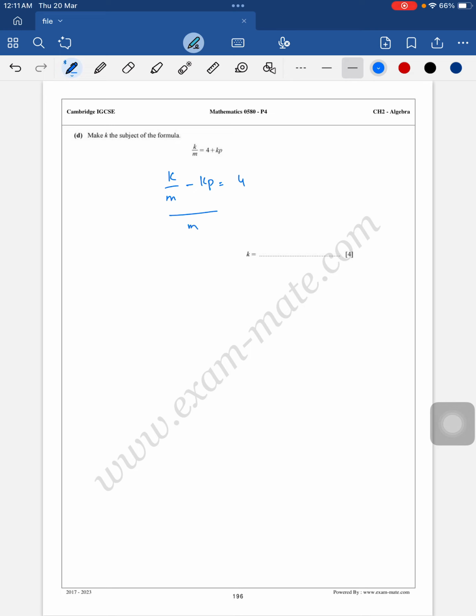If m is taken as the LCM, we will be getting k minus kpm is equal to 4. So that means k minus kpm is equal to 4m, and if I take k common from here, that will be 1 minus pm is equal to 4m. So k is equal to 4m upon 1 minus pm. Clear?